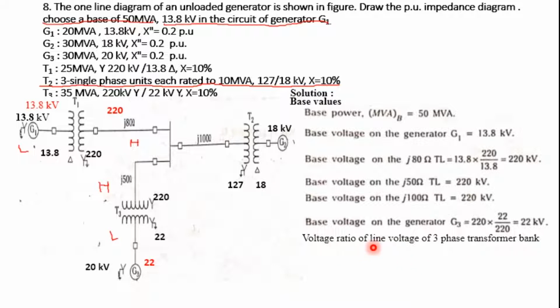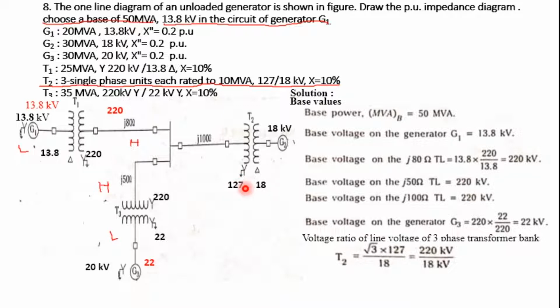So, the voltage ratio of the line voltage of the three phase transformer bank. T2 is three single phase units, each rated 10 MVA, 127/18 kV. You have to see here, the 127 side is star connected and the delta side is 18 kV. So we have to calculate the ratio on the T2 side, because the star side is 127. We know that it is star connected.